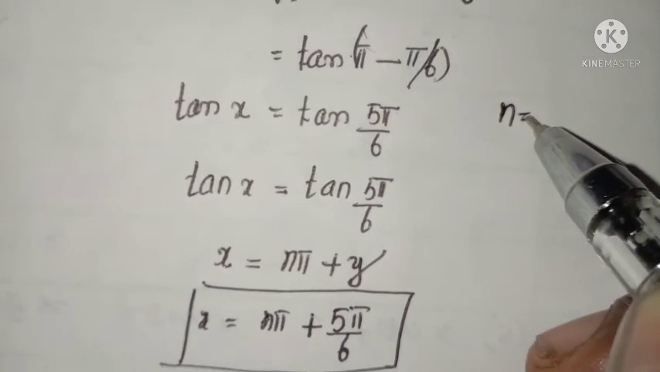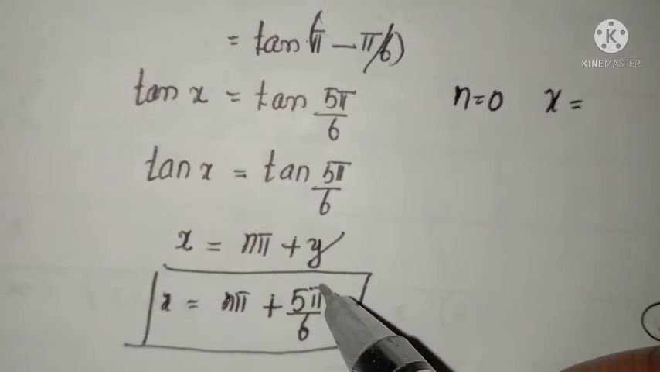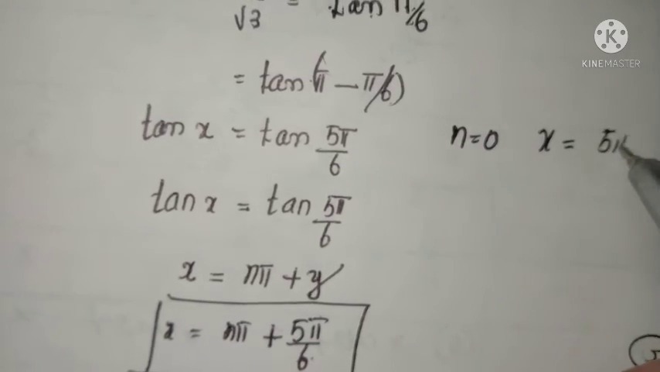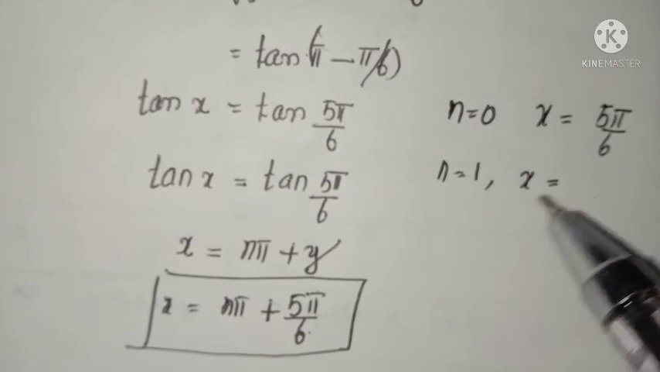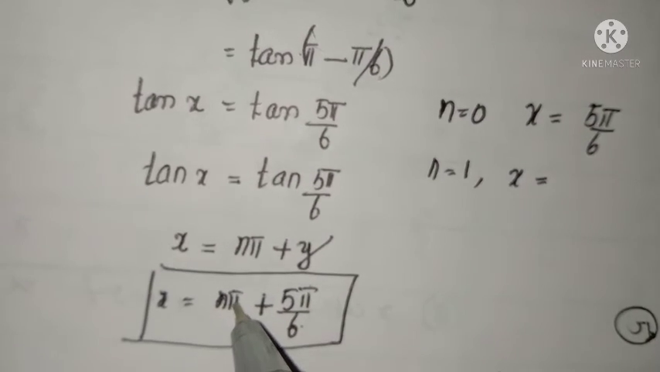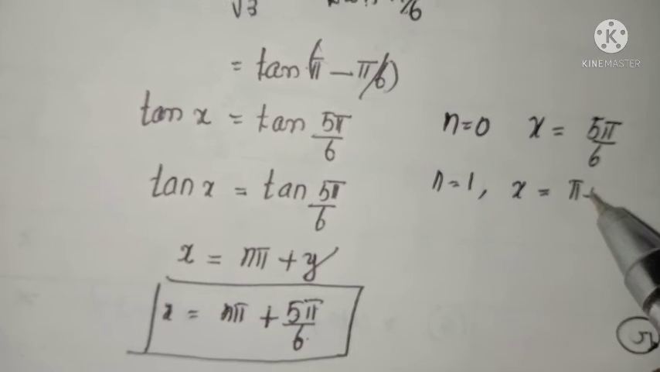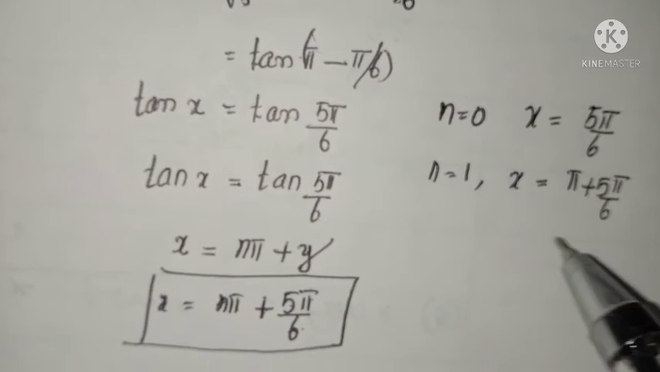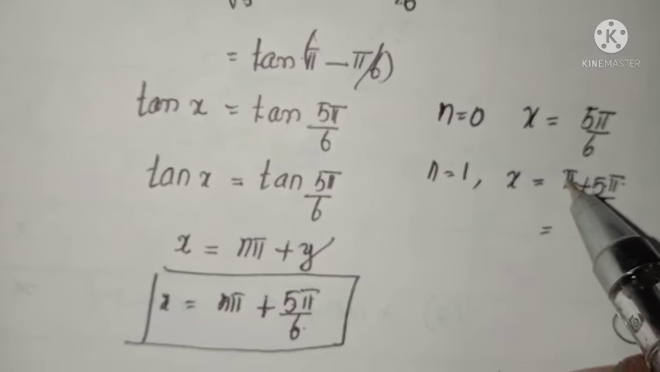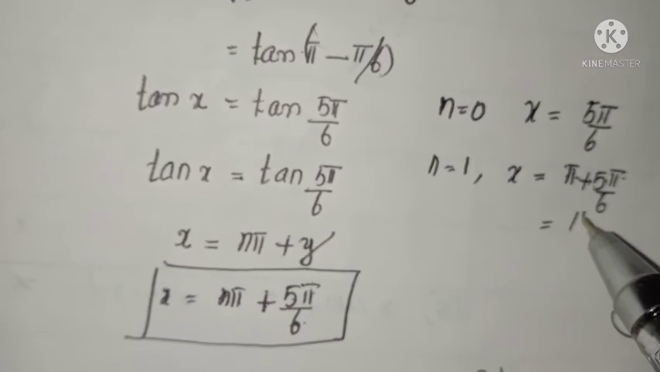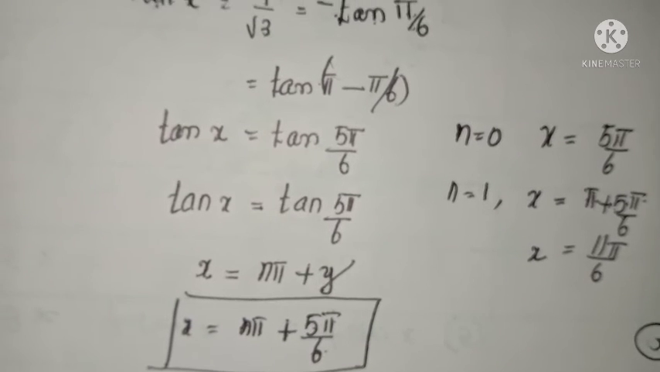Put n equal to 0. What is x? x equal to 0 plus 5 pi by 6, which is 5 pi by 6. If n equal to 1, what is x? x equal to 1 into pi, that is pi plus 5 pi by 6. This gives 6 pi plus 5 pi by 6, and 6 pi plus 5 pi is 11 pi by 6. So x equal to 11 pi by 6.